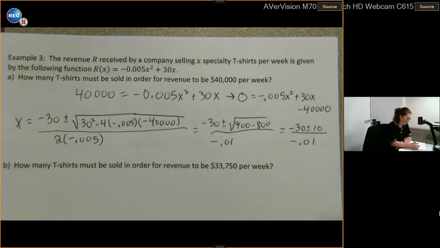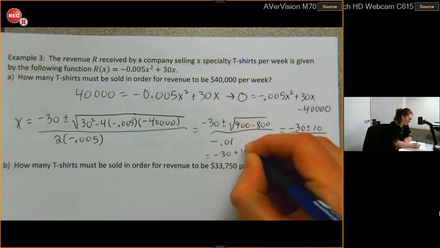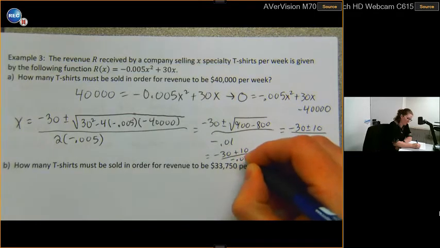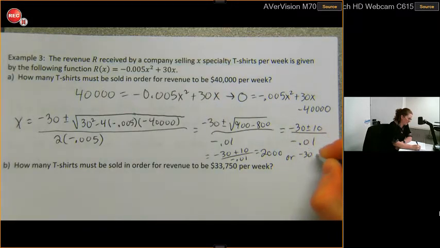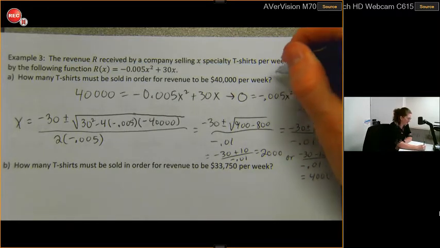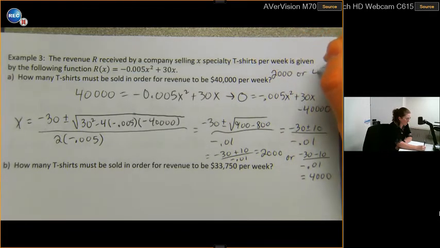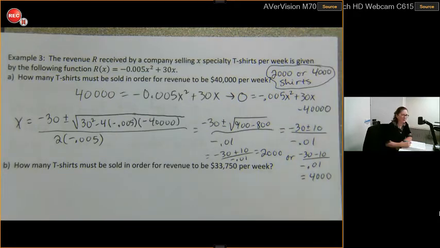And kind of running out of room here, but we can actually split this up into two problems. So I'm going to have negative 30 plus 10 over negative 0.01, which is going to equal 2,000. And then I'll have negative 30 minus 10 over negative 0.01, which is going to equal 4,000. So we have two different answers to this problem. How many t-shirts must be sold? The answer is 2,000 or 4,000 shirts. And with either of those amounts, the revenue is going to be $40,000 in that week.